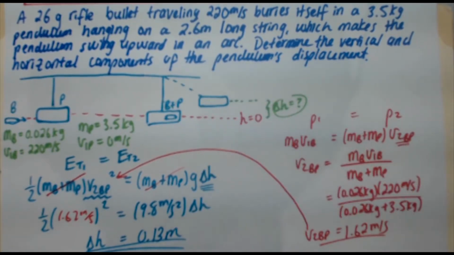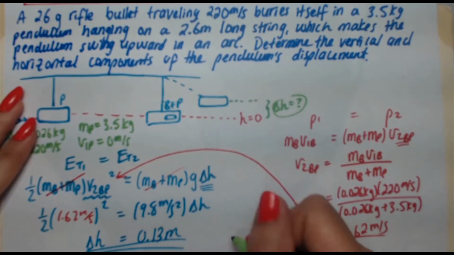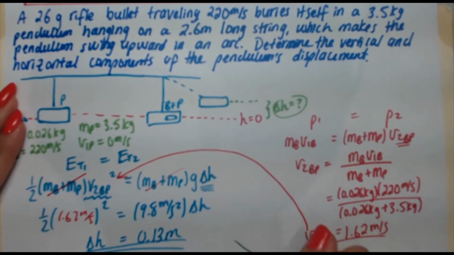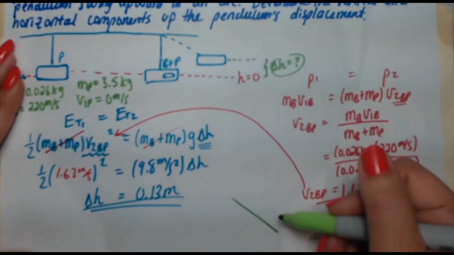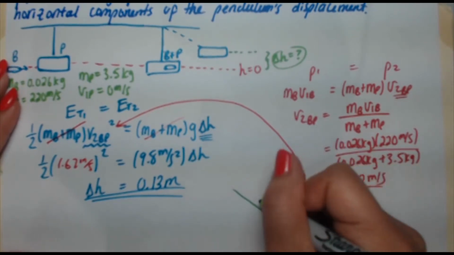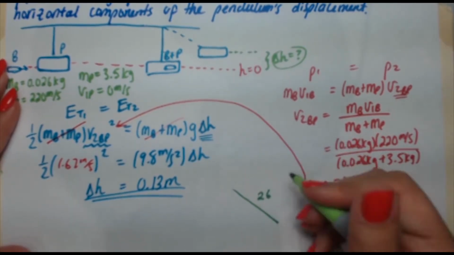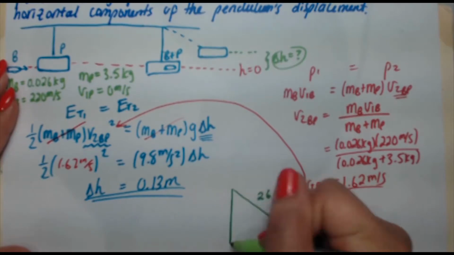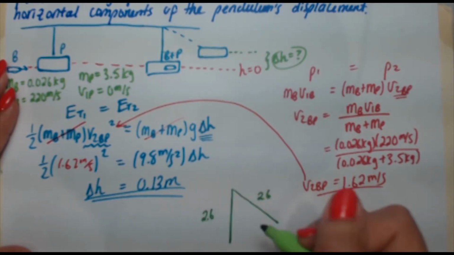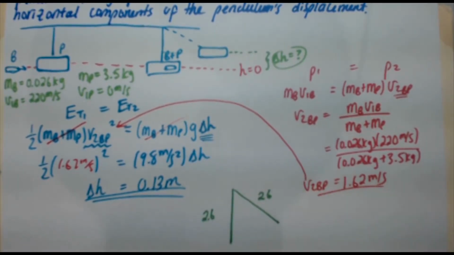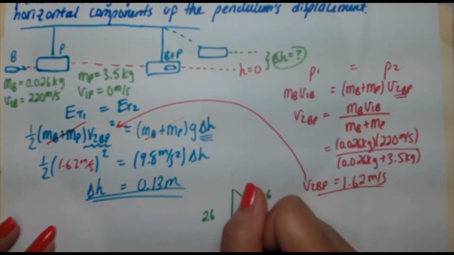So what I'm going to do is sketch a triangle here. Okay, so assume this is the pendulum, right, when it's at its swing at this point. Okay, so here's the pendulum. We know that's 2.6 meters long. Now, when the pendulum was vertical, it looks something like this, which is 2.6 as well. We know that it rises up 0.13 meters, right?